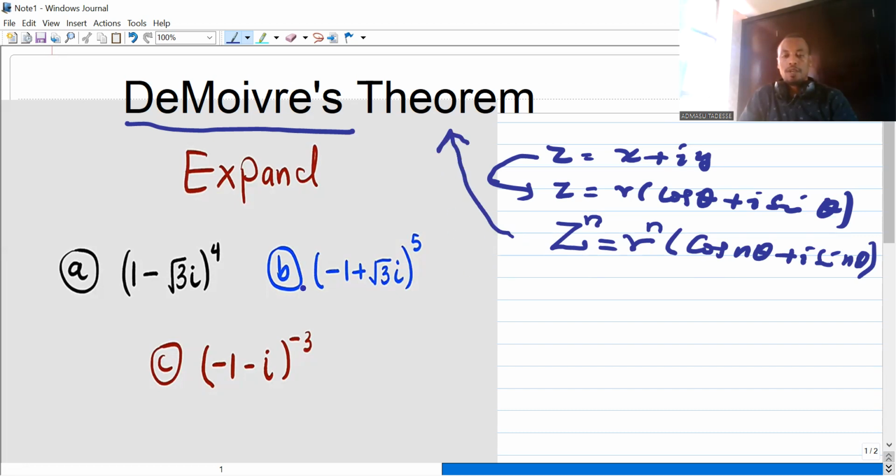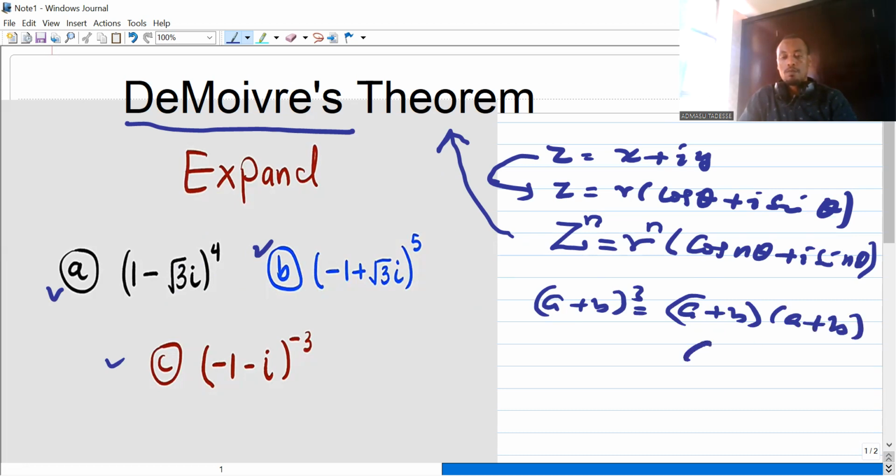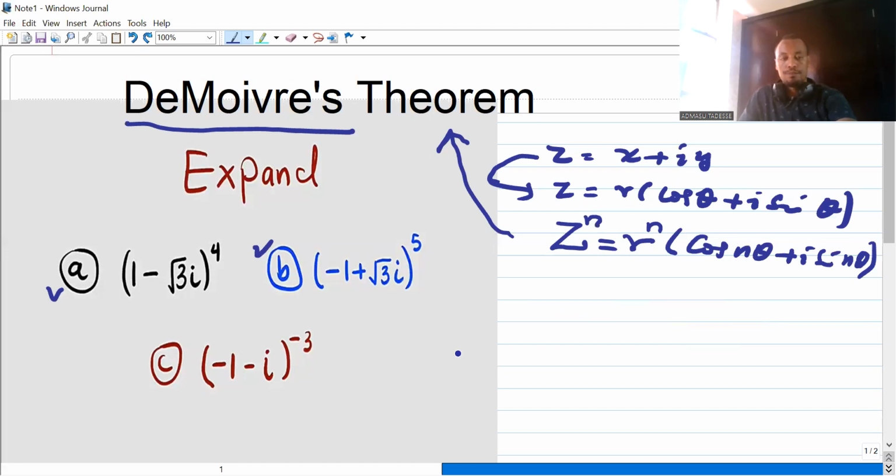DeMoivre's theorem. ስለዚህ DeMoivre's theorem ተጠቅመን እዚህ ጋር የተሰጡንን ሶስቱን ጥያቄዎች ኤክስፓንድ ማድረግ እንችላለን ማለት ነው። ኦኬ፣ ክላሲካል ኤክስፓንሽን አይደለም። ላይክ ክላሲካል ኤክስፓንሽን (a plus b) the whole to the power of 3 ሲሆን እንዴት ነበር የምናደርገው? (a plus b) into (a plus b) into (a plus b), or ሌሎች አፕሮቾችንም እንጠቀማለን ባይኖሚያል ኤክስፓንሽን ምናምን ተጠቅመን ማለት ነው። ኦኬ፣ ሶ ይህን ቴረም በመጠቀም ግን እዚህ ጋር ያሉ ኮምፕሌክስ ነምበሮችን እንዴት አድርገን ኤክስፓንድ እናድርግ? For example, the first one is given, right?